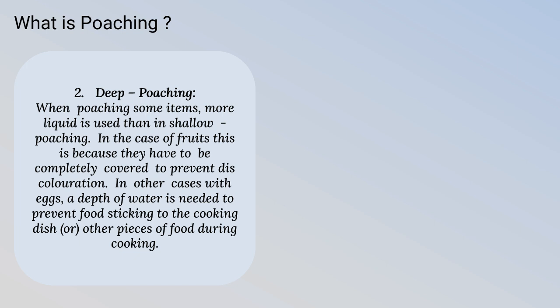and that is not required. In other cases, with eggs, a depth of water is needed while poaching, so that the poaching will be nicely done. The white will be encasing the top of the yolk. So that is the way it is normally done. So deep poaching and shallow poaching, these are two methods we have discussed here.